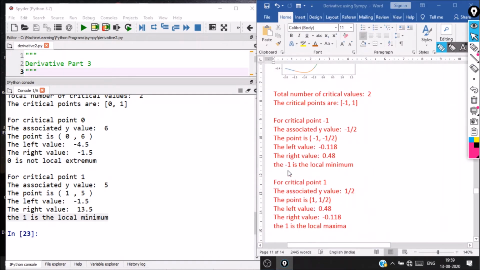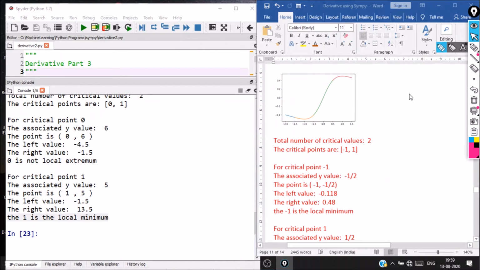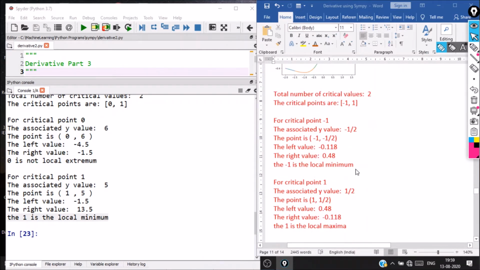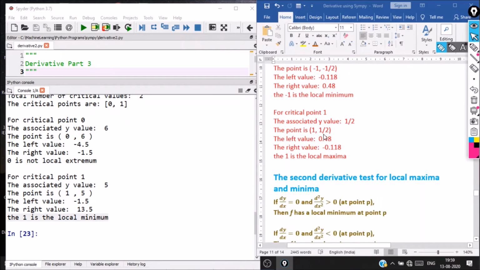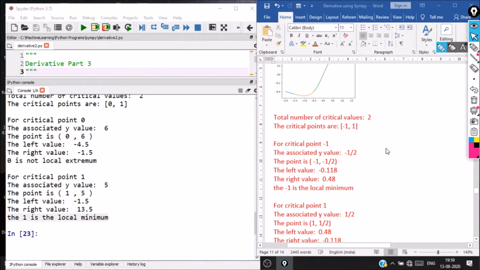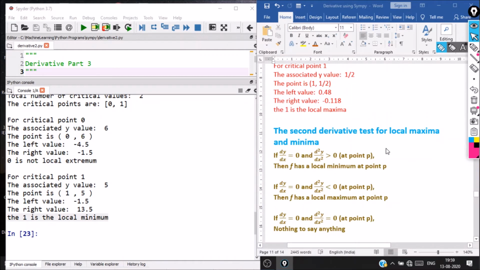Now similarly, if the critical point is 1, then the associated y value is 1 by 2. The point is 1 comma 1 by 2. The left value is positive but the right value is negative, so 1 is the local maximum. Are you getting this one? So using a program we can identify the local maximum and the local minimum.